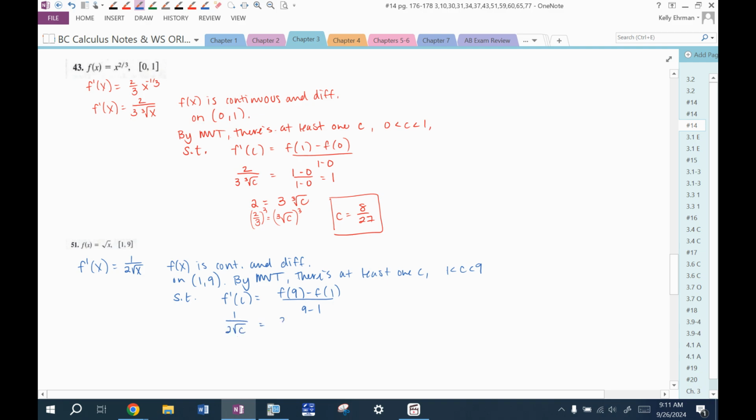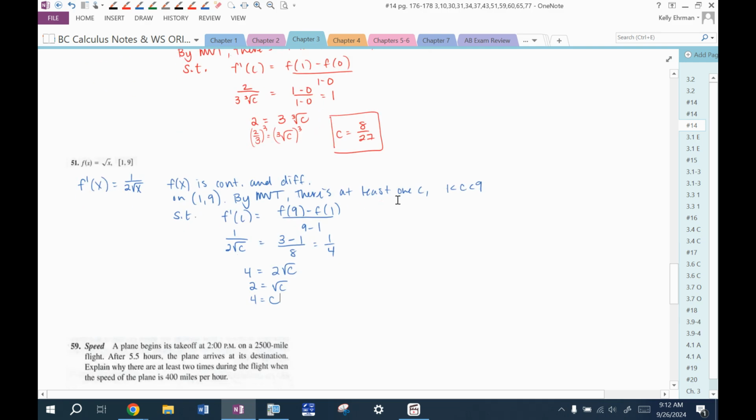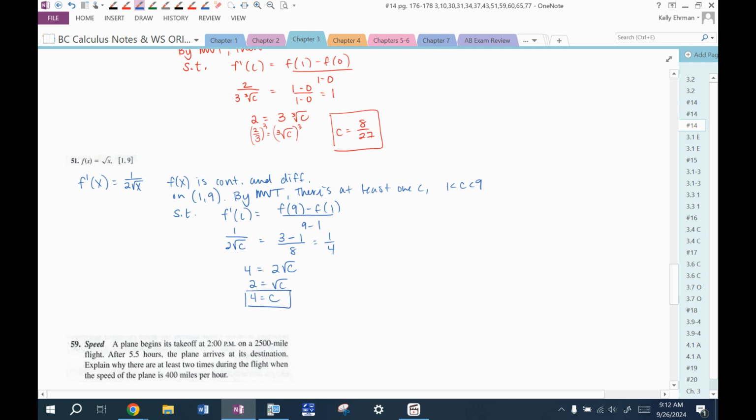So square root of 9 is 3 minus square root of 1 over, that's 8. 2 over 8 is 1/4. Multiply the 4 to this side and the 2 radical c to this side. Divide by 2. Square both sides. So c equals 4 for that one.